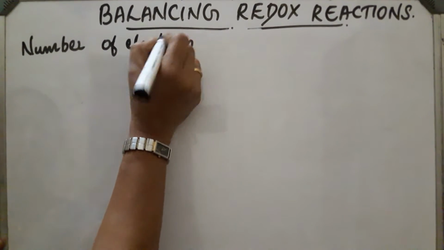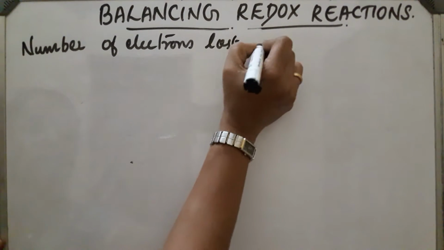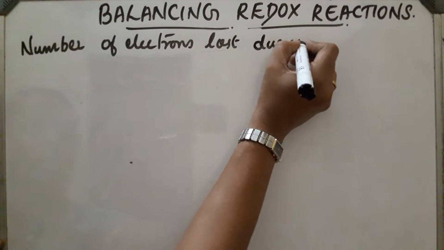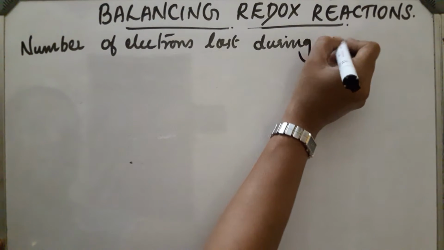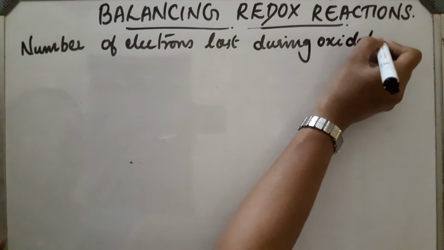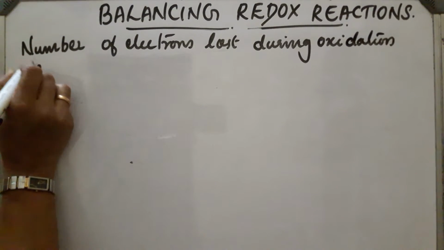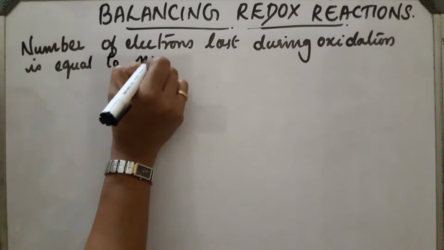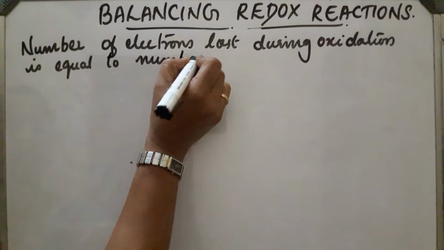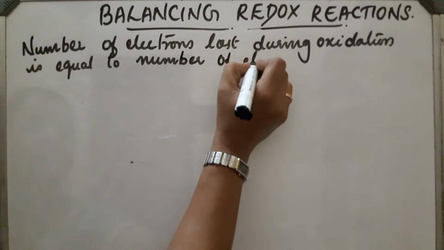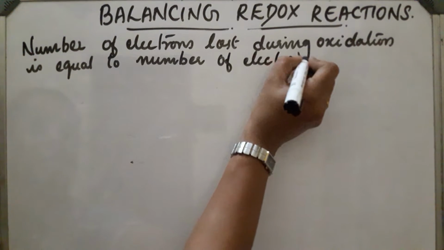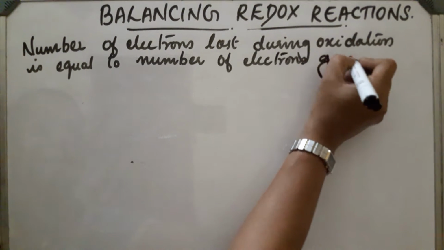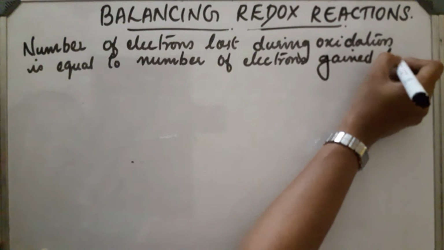Number of electrons lost during oxidation is equal to the number of electrons gained during reduction.